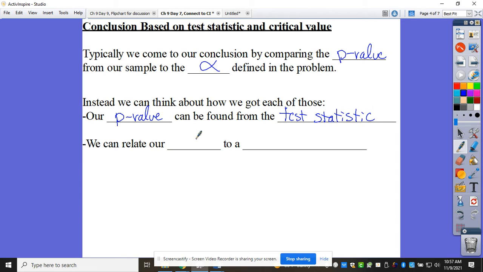And we can relate our alpha. You don't need to draw this. If it's a one tail and that is an alpha of 0.05, chapters ago, I could find what this line is. What did I call that?